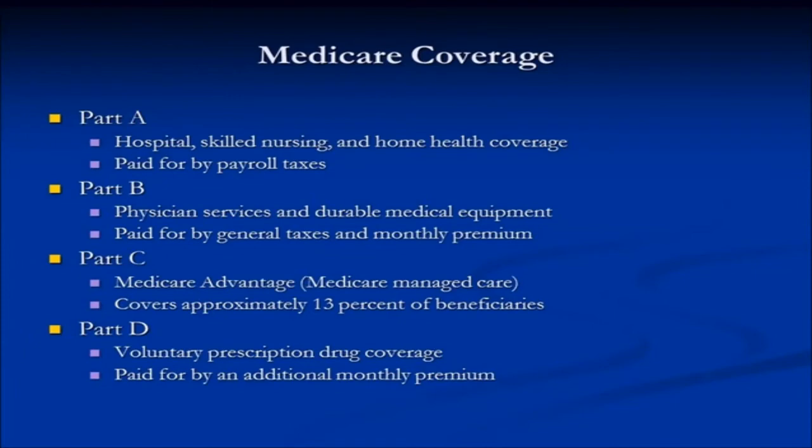Alright, this slide right here, everybody should know. This is one that I could say wholeheartedly you need to memorize every one of these parts, part A, B, C, and D. Come up with some type of naming convention to help you memorize this. But when someone says part A, you should know right off the get-go that that's hospital, skilled nursing, and home health care coverage. B is the physician services and durable medical equipment. C is Medicare Advantage, and D, I think of drugs. That's your covered prescription drugs.